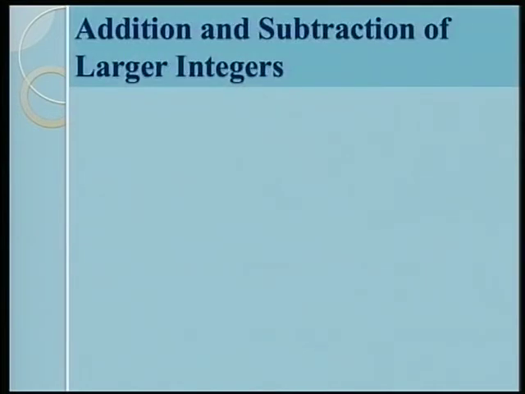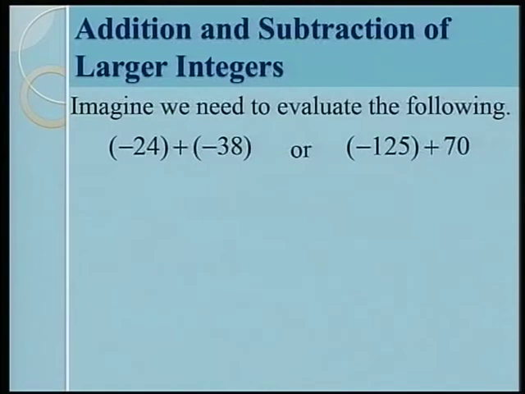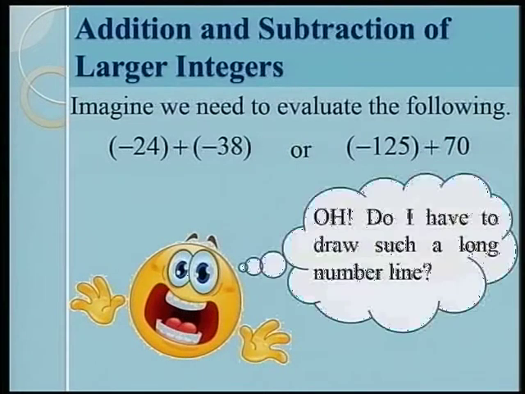We now have a look at the addition and subtraction of larger integers. Imagine we need to evaluate negative 24 plus negative 38, or negative 125 plus 70. These are large numbers. Now, how would you represent them on a number line? Oh, that will be a very long number line.